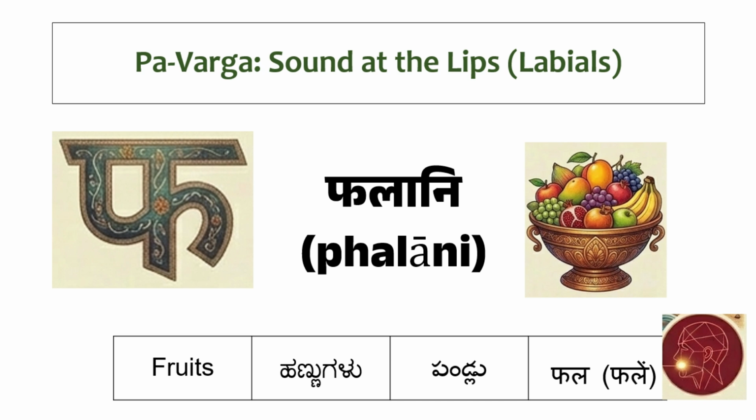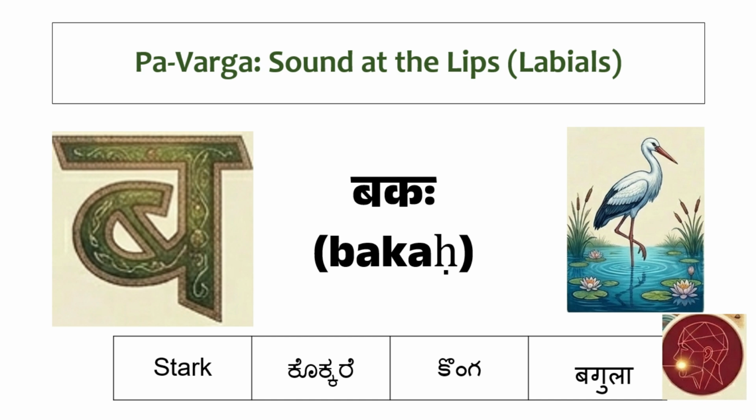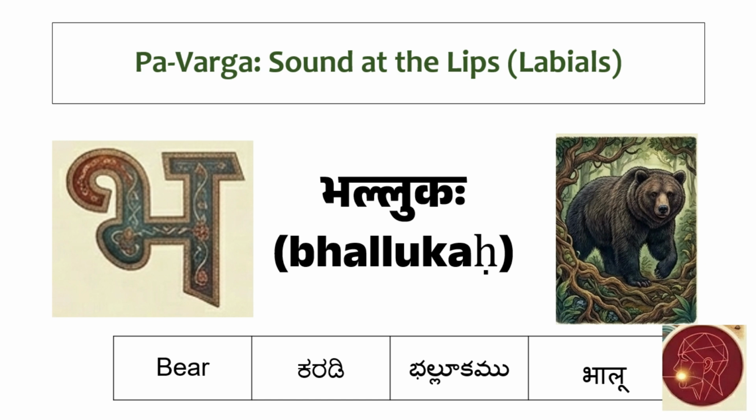Pha, phalani, which means in English fruits. In Kannada hannugalu, in Telugu pandlu, in Hindi phal. Ba, bakaha, which means in English stork. In Kannada kokkare, in Telugu konga, in Hindi bagula.